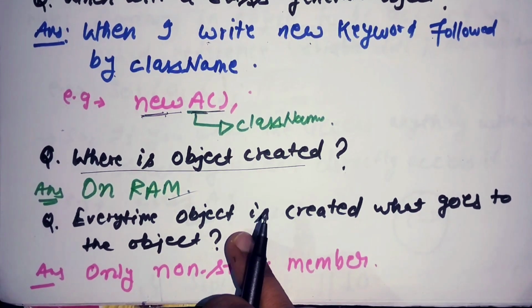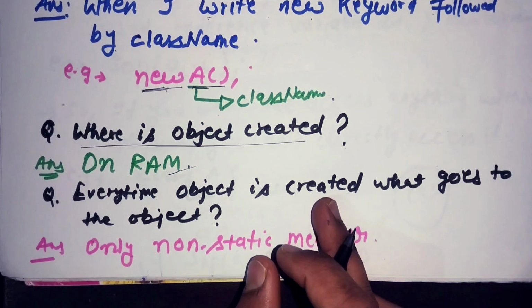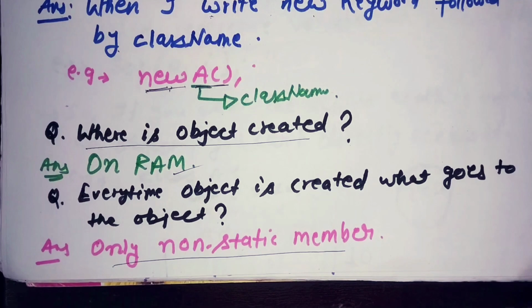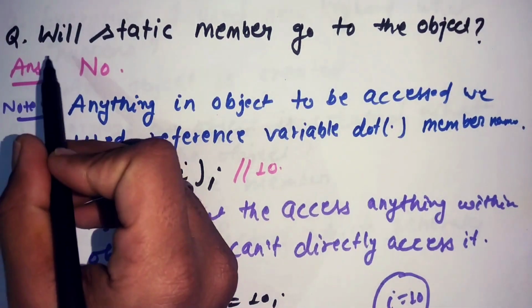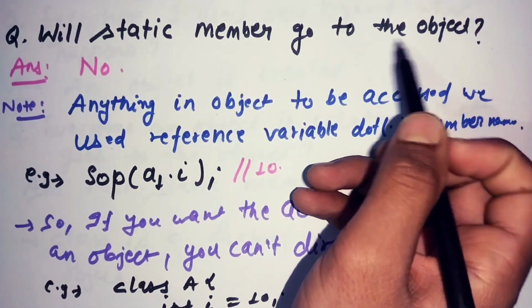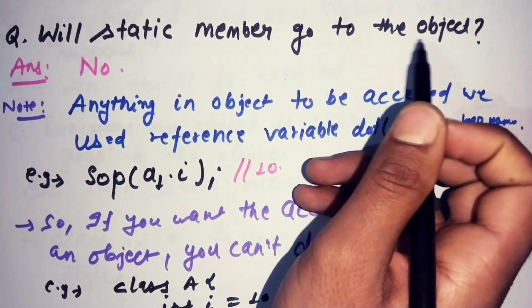Every time object is created, what goes to the object? Every time object is created, only non-static member goes to the object. This is a very good question: will static member go to the object? No, static member doesn't go to the object.